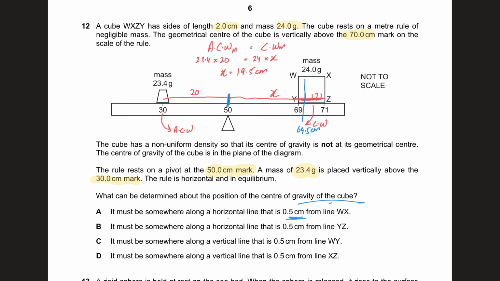It must be somewhere along a vertical line that is 0.5 centimeter from WY. Yes, that is what we calculated. I can say for sure that it acts from one of these points on the line that is 0.5 centimeters from this side WY at 69.5. So C here is our correct answer.